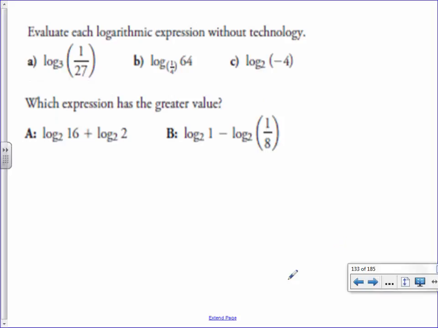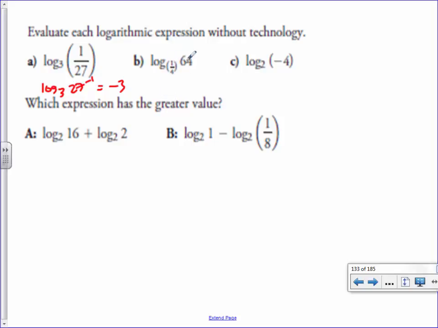So here are some questions that I pulled from somewhere. Let's try to evaluate each of these expressions without technology. Log base 3 of 1 over 27. How do I deal with that 1 over fraction bit? You guys remember? It's a negative. Let's just make it 27 to the minus 1. Ignore that minus for a little while. How many 3's are there in a 27? 3. But if it needs to be 1 over 27, it'll be minus 3.